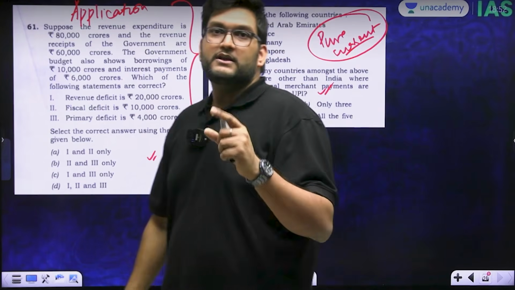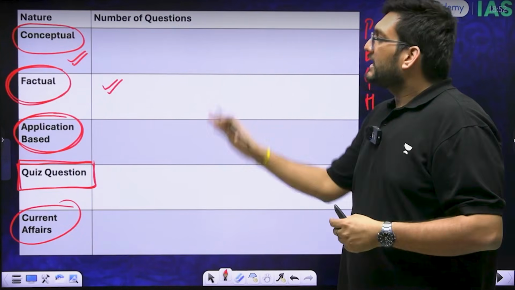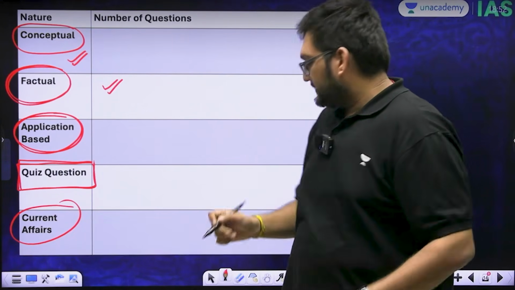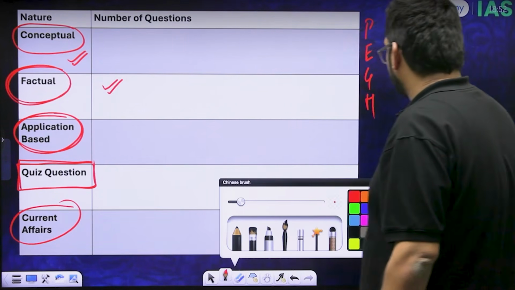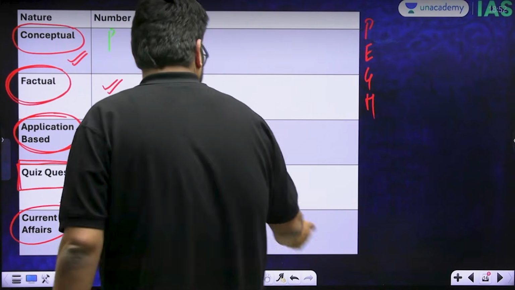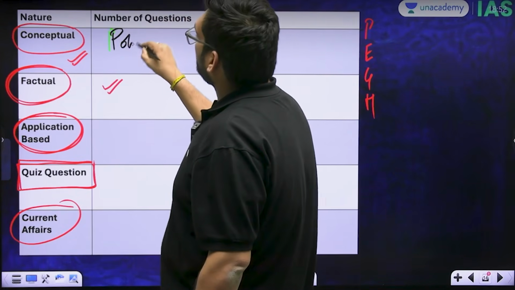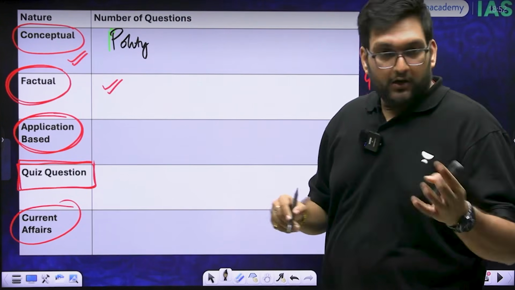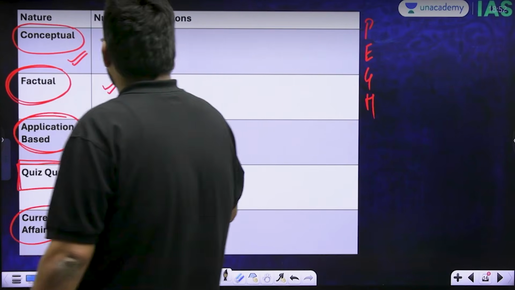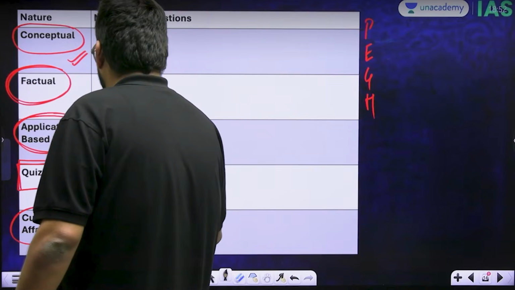So this is where, when you look at the questions in the examination, you have to understand they all are not of the same nature. Now what you will realize is that, for example, in polity, you will have more conceptual questions, along with the application of the concepts given in the constitution. At the same point of time, you will have current affairs based questions.